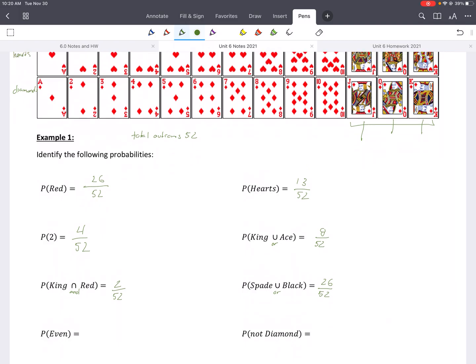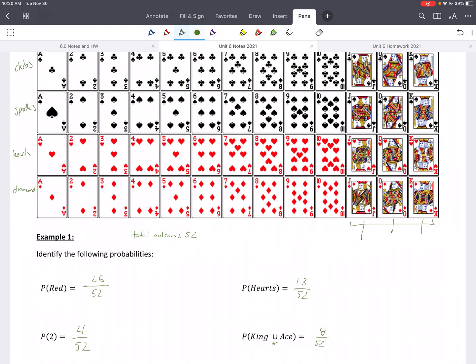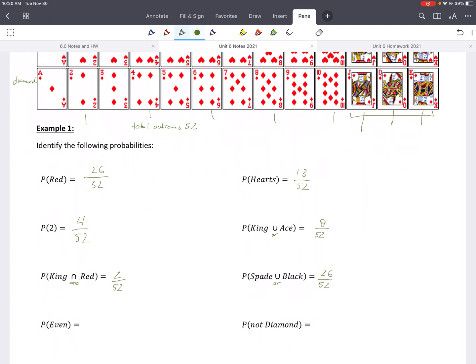Probability of an even. Well, let's look at our evens. We have the 2s, we have the 4s, the 6s, the 8s, and the 10s. So there's 4 of each of those. So 4 times 1, 2, 3, 4, 5. Or you could just count 1, 2, 3, up to 20. So 4 times 5 is 20. So it would be 20 out of 52.